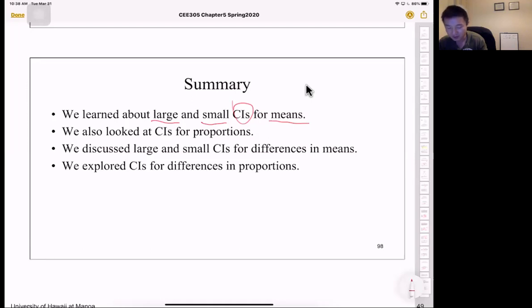In the next session, we're going to do a practice class. We're going to do some calculations together, and I will show you how we can decide which set of equations to use to calculate the confidence interval. Okay, so that's the end of this lecture, and we finished chapter 5.